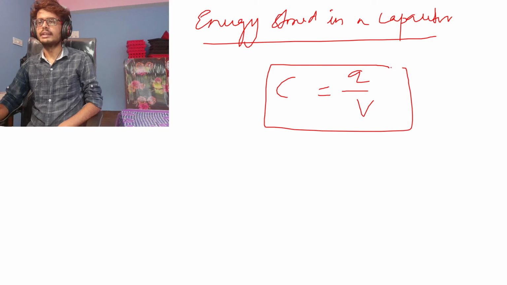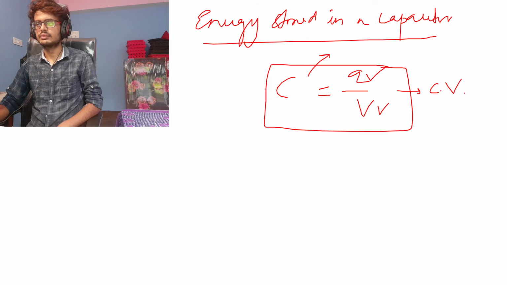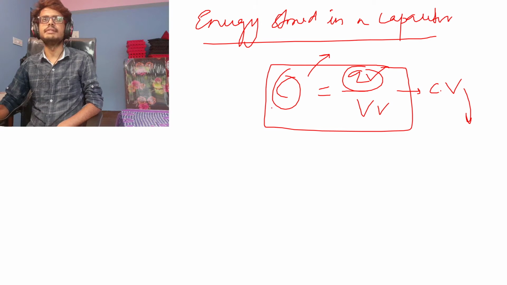So we have to find the energy stored inside a capacitor in terms of Q and V, or maybe C and V, or whatever it is. If we can find it in terms of Q and V, we can find it in terms of C and V, because all these three are related. So if we can find Q and V, we can easily find C, right?